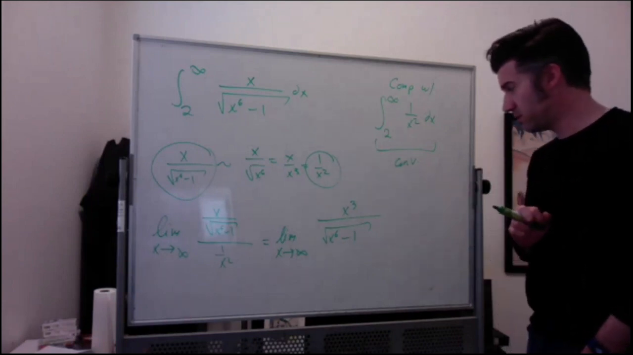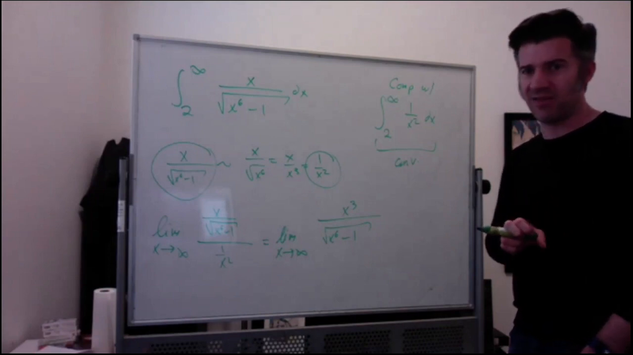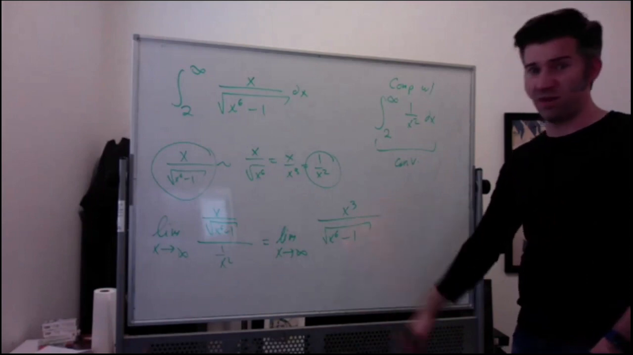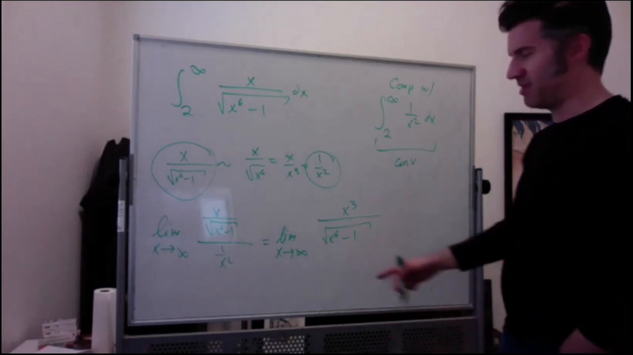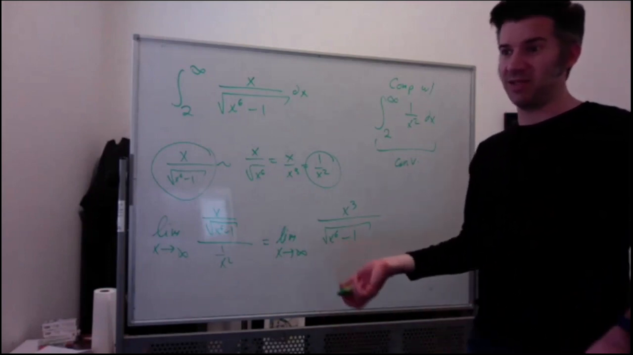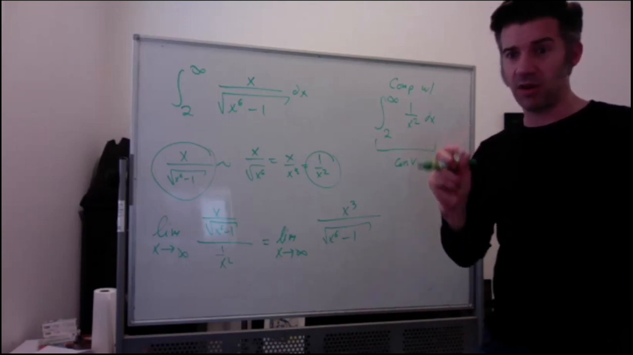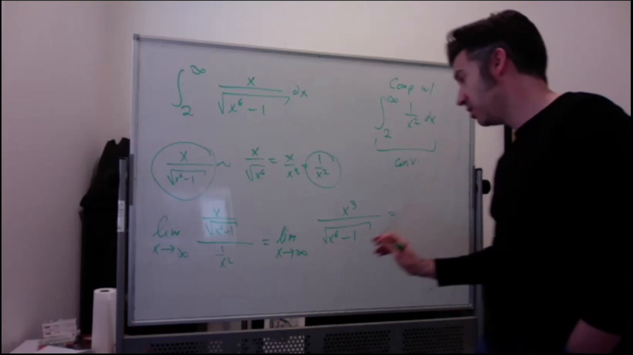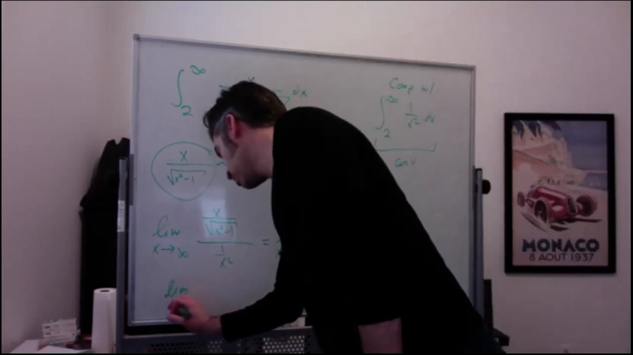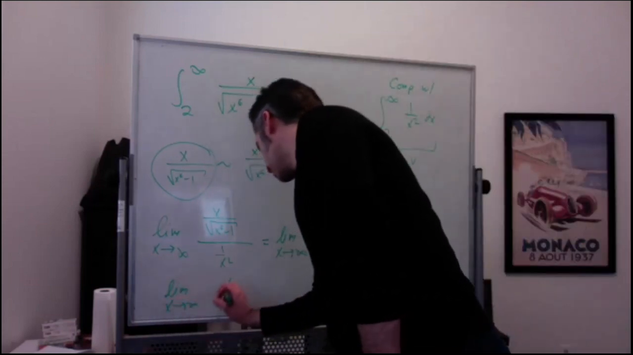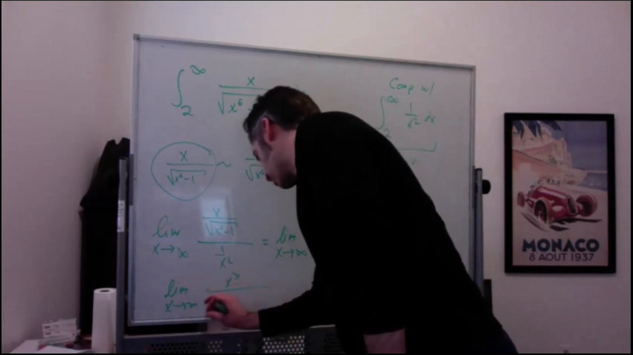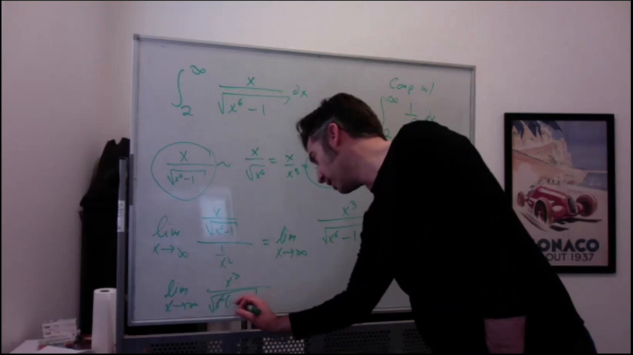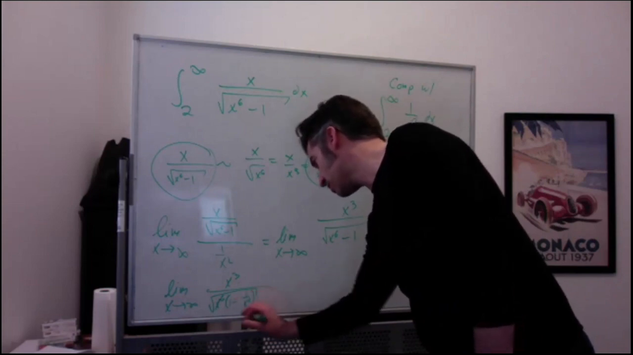Well, it's kind of like a rational function where the degree on top and the degree on the bottom are the same, except it's not actually. So we can't just say it's 1 without doing a tiny bit more work. What I'm going to do is factor out x to the 6th from inside the square root. So this is equal to the limit as x goes to infinity of x cubed over the square root of x to the 6th times 1 minus 1 over x to the 6th.